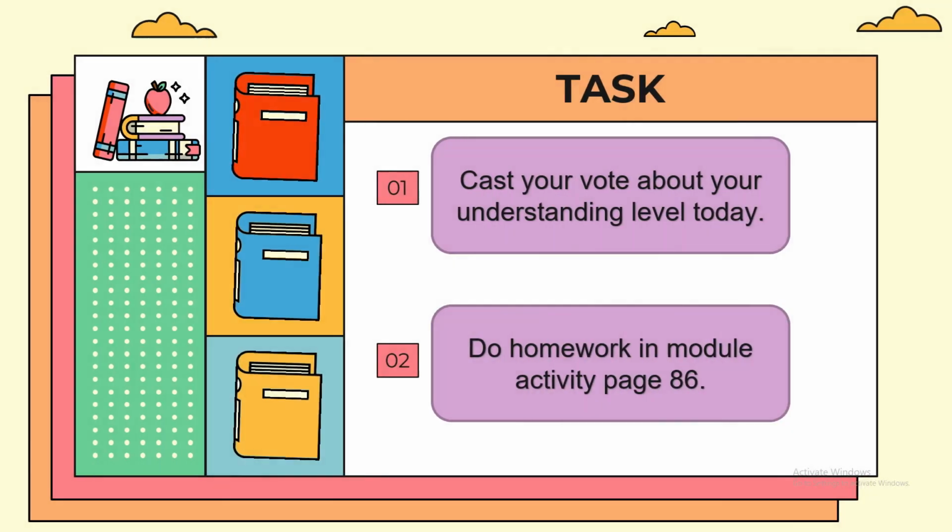Next, we have already reached the end of the lesson for today. So your task is you need to cast your vote about your understanding level for today in the Telegram group. And then the second task is you need to do your homework in module activity page 86.